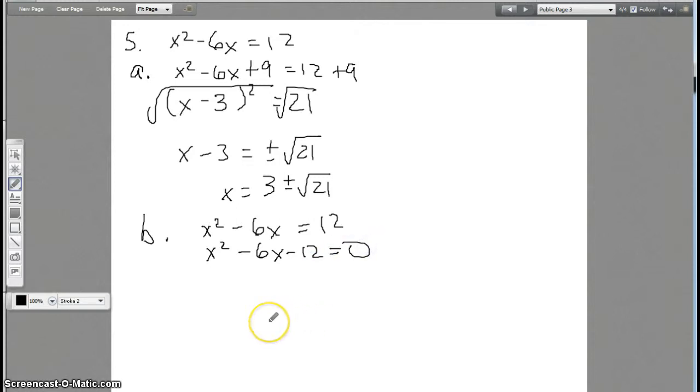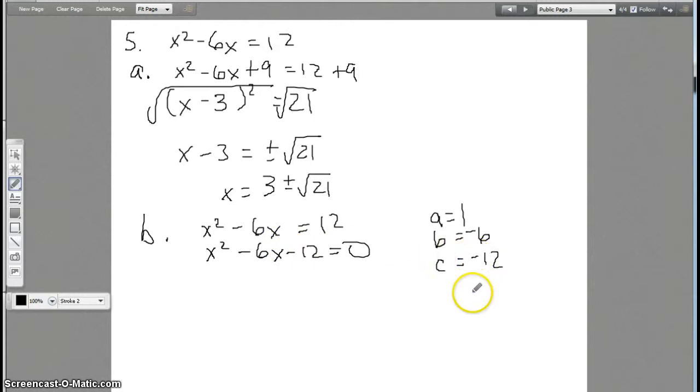Now, to do the quadratic formula, we have to find what a, b, and c are. A is the coefficient in front of the x squared. Since there isn't a number there, it's understood to be 1. So I'm just going to write a equals 1. B is our coefficient in front of the x. That is negative 6. Remember, you have to grab the sign that's there also. So our b is negative 6. And then c is going to be our constant. And that is negative 12 here. You have to grab that negative sign also.